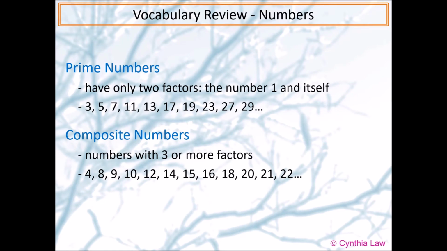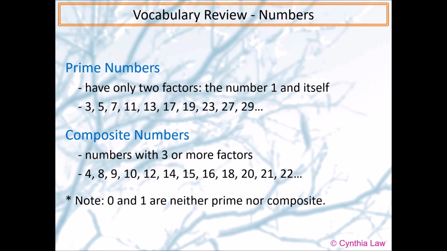The number 9 has 3 factors, 1, 3, and 9. 1 times 9 and 3 times 3. The number 10 has 4 factors in total, 1 times 10 and 2 times 5. So we have 1, 2, 5, and 10. So we can find at least 3 factors for all composite numbers. Note that 0 and 1, they are neither prime nor composite. They're just special.